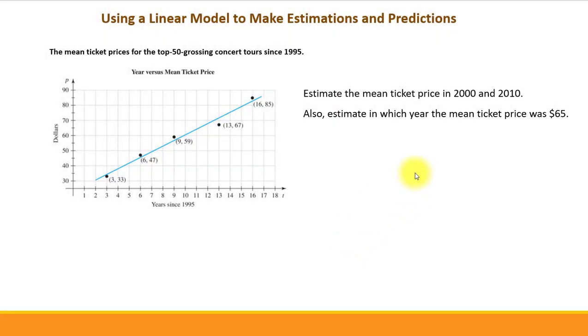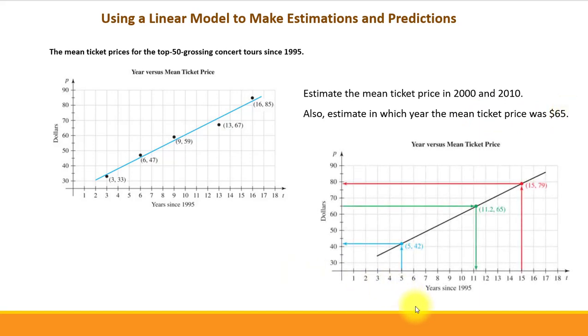Let's say we want to use this linear model to estimate the mean ticket price in 2000 and 2010, and also to estimate in which year the mean or average ticket price was $65. And this is how we're going to do it. We're going to use the fact that any point on that line can be described by two coordinates, the x-coordinate and the y-coordinate. Those coordinates correspond to our variables. The x-coordinate will correspond to the number of years since 1995, and the y-coordinate of any point on this line will correspond to the mean ticket price.